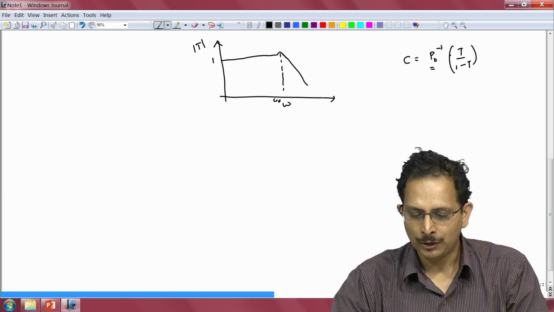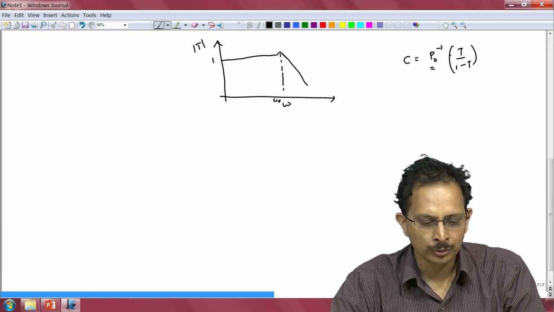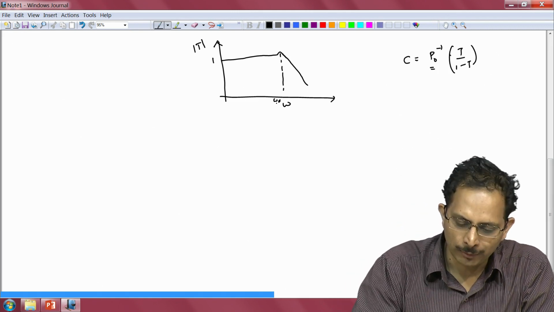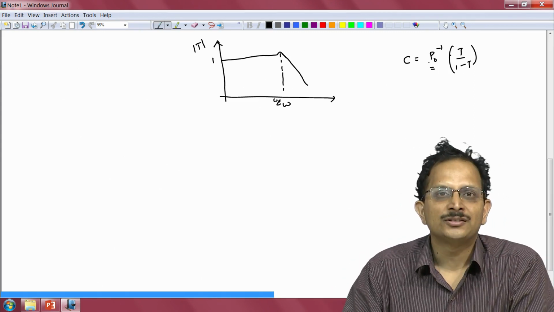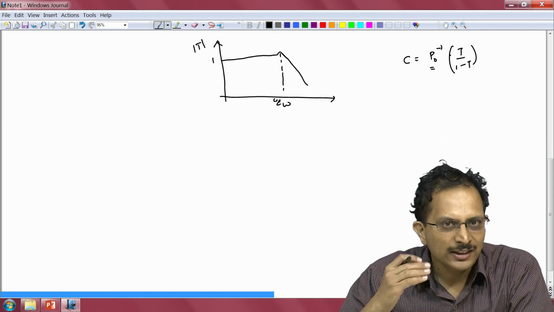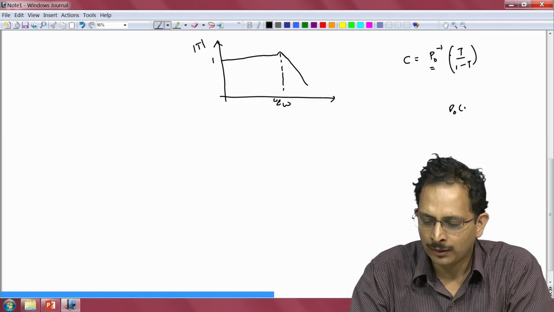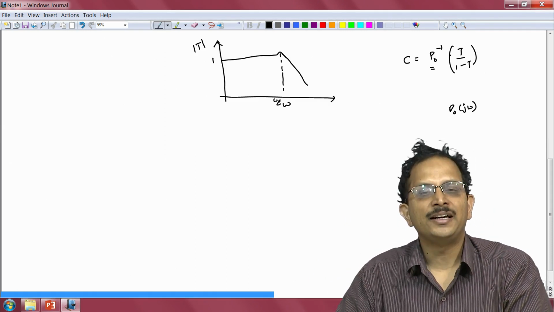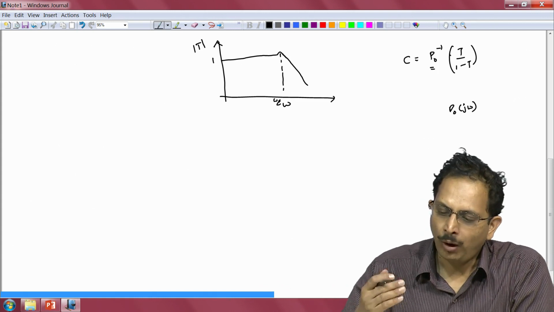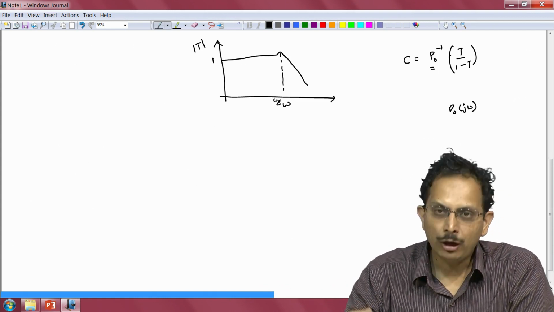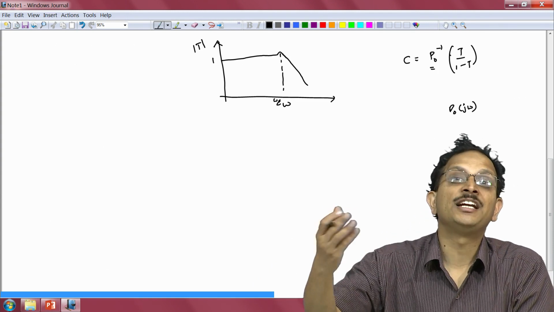There is one other reason why we need to limit the transmission function's magnitude to unity up to only a certain frequency omega c. That is because as the frequency increases, the plant's gain generally tends to drop. So, P naught of j omega is generally a decreasing function of omega beyond the bandwidth of the plant. What this implies is that if P naught of j omega is a very small number, then P naught inverse will be a very large number.